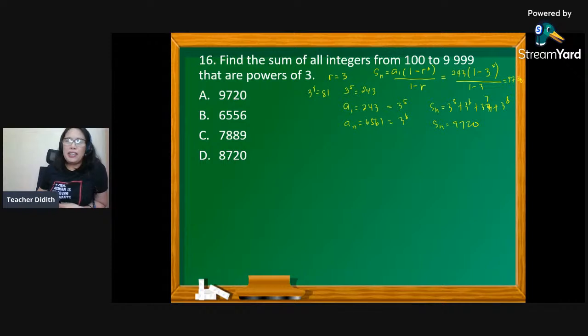Okay, okay. Tama rin si Rovic. So, it's A, guys. Grade 10. And I guess lahat nakatama. Okay.